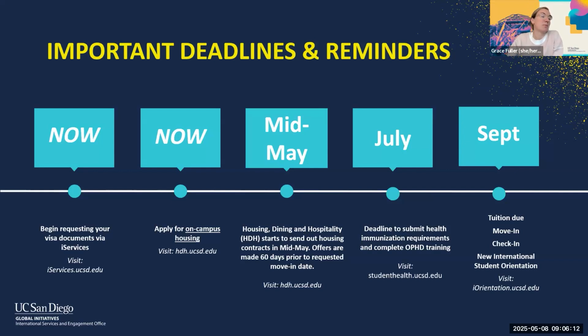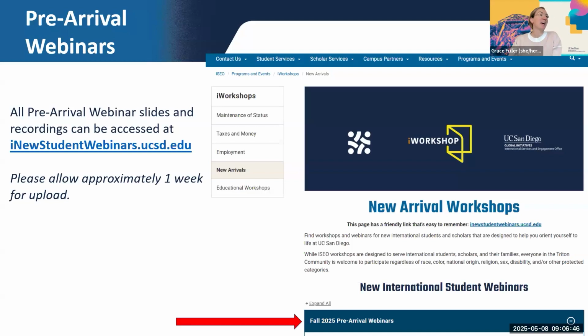But typically offers are made 60 days prior to the move-in date. In July is when a lot of your health insurance and immunization requirements are due, health immunization specifically. And then September is when tuition is due, move-in, check-in, and when a lot of your orientations are due. As a reminder, if you're an undergraduate student, you will attend your college orientation in addition to international orientation. And if you are a graduate student, you will attend your department orientation in addition to international orientation. But you can find out more about international orientation at iorientation.ucsd.edu. And this will conclude our pre-arrival webinar series for our new and incoming students.